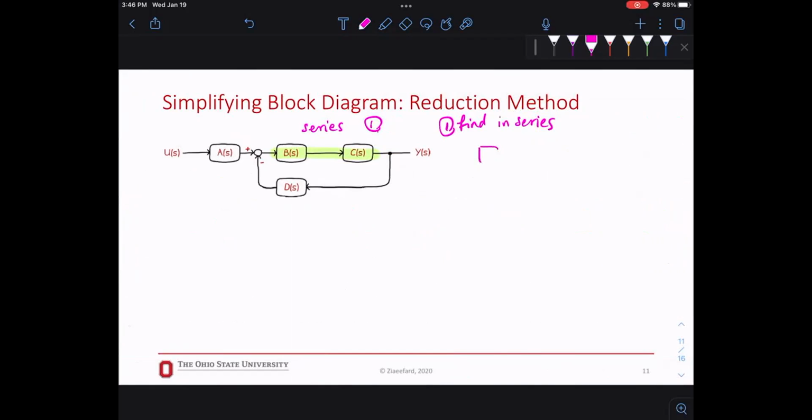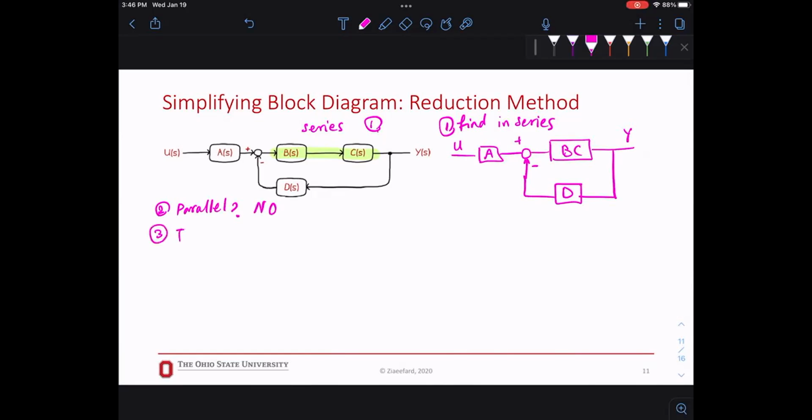So what I'm doing is I drop the S. It's easier to write, so you can do that as well. So this is my input, plus minus. I can write BC. This is Y. Takeoff point, basically the same signal, goes to B here, goes back. All right, I've done that. Step two, do I have anything in parallel? No. Go to step three, feedback loop.